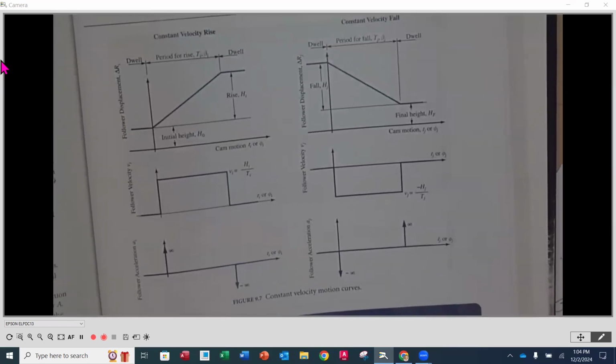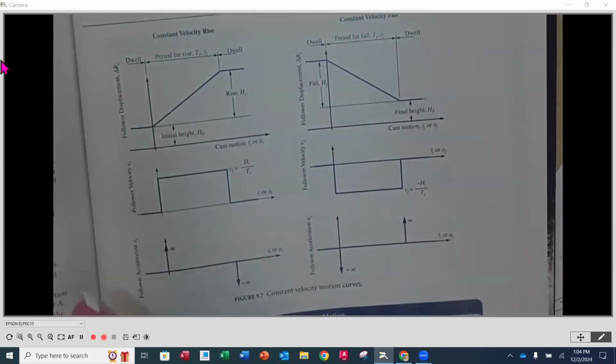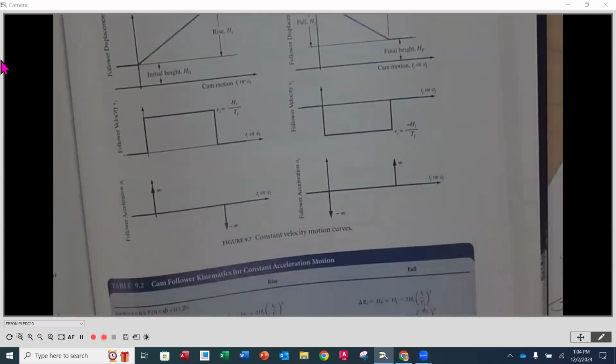Otherwise, we are going to create a lot of jerkiness and the potential of having our follower not be in contact with our cam, which is something we can't have. So again, very simplistic, but yet again, reserved for very low speeds. The other part of this is the acceleration curve.